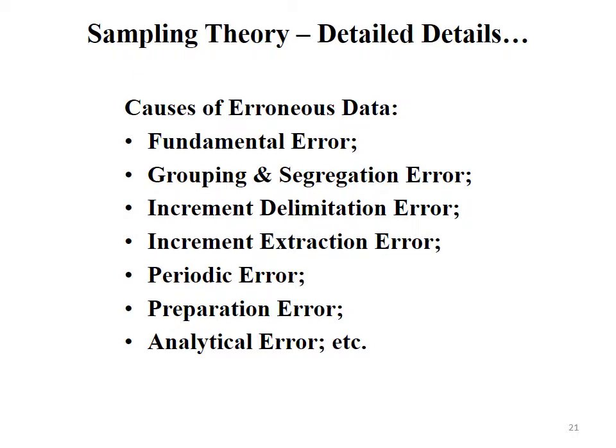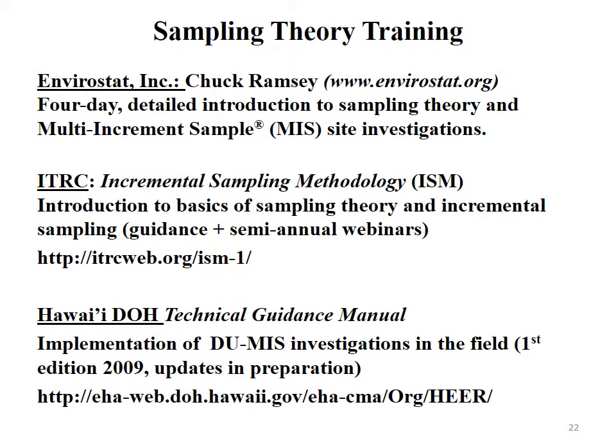So the basis of incremental sampling is really sampling theory, and there are lots of causes of erroneous data, or ways you can mess up your sample data: fundamental error, or the mass of soil collected. You see lots of different errors here. We're not going to go into each one of these, but I want to explain sampling theory in another way in a minute. If you want the details of sampling theory, the first thing to do would be to take Chuck Ramsey's 4-day class, where he goes into a lot of detail about sampling theory, all the different types of error we looked at a few seconds ago, and he goes over the collection of incremental samples, or multi-increment samples as he calls them, as part of site investigations.